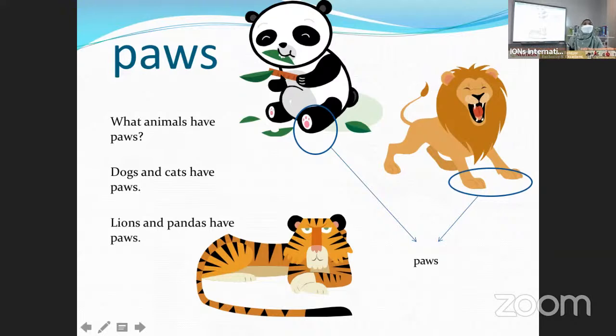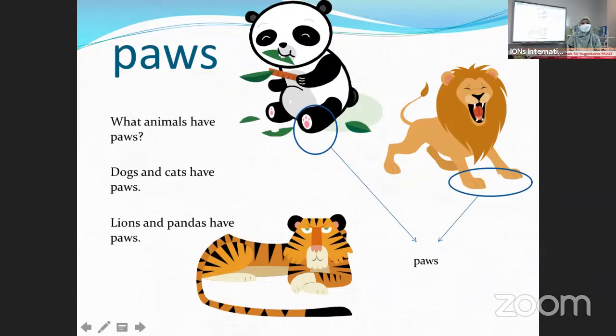Okay, thank you. This one is paws. What animals have paws? The first one is a panda. A panda has paws. So if a panda walks on the sand, the panda will leave a paw print. So we can guess, is it a panda or is it a lion or is it a tiger? How about dogs and cats? Yes, dogs and cats have paws as well.